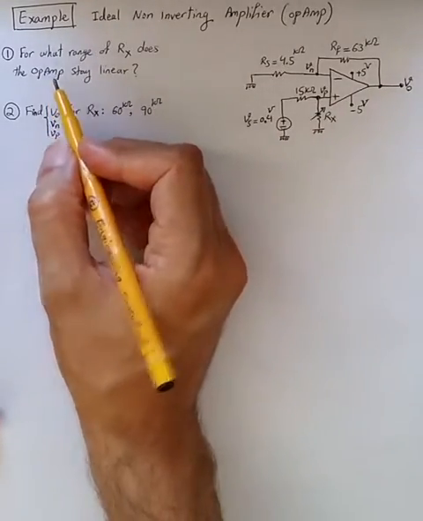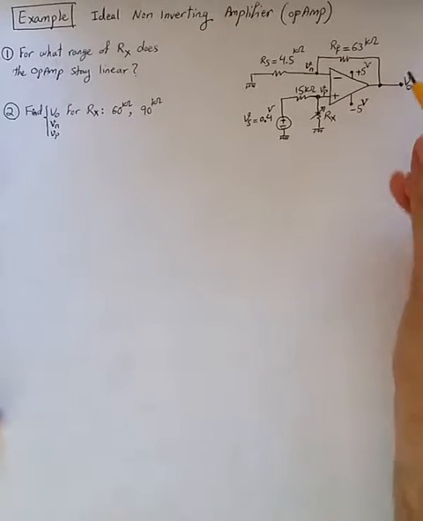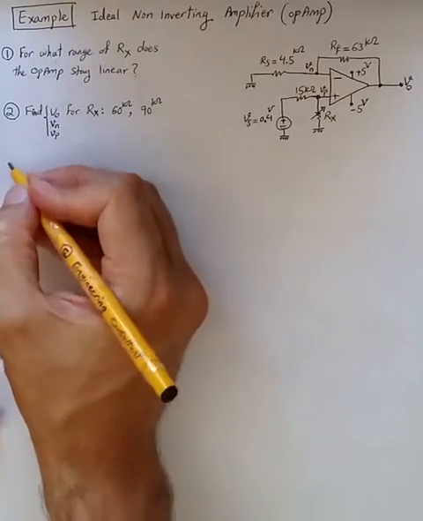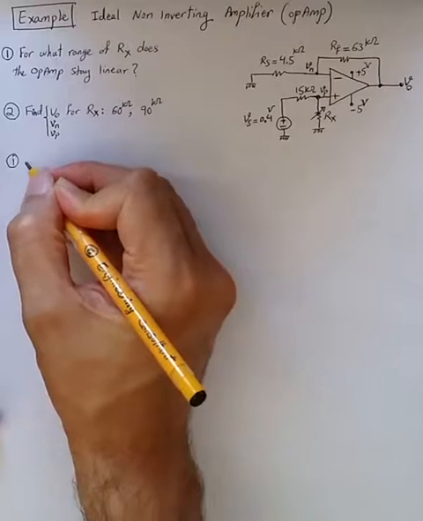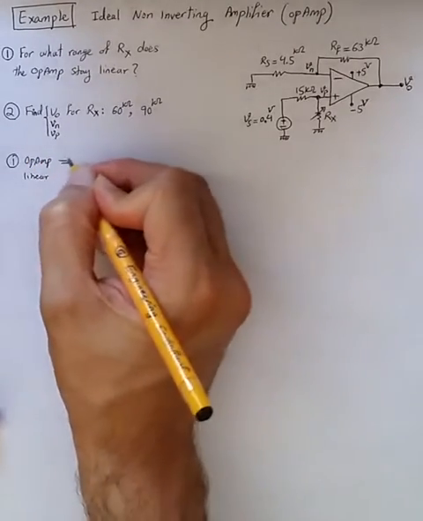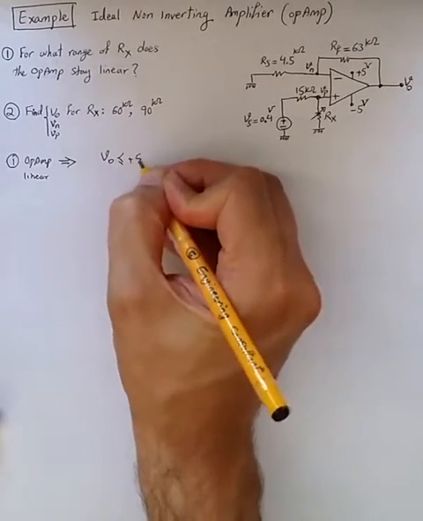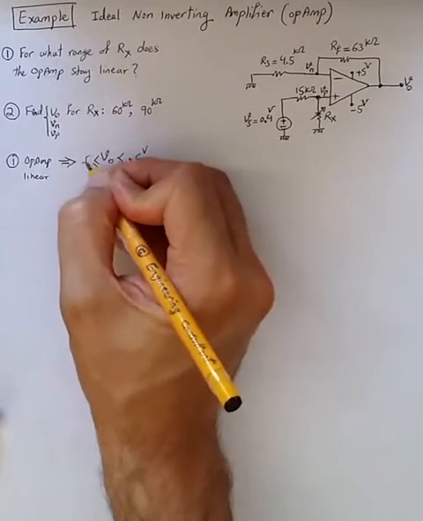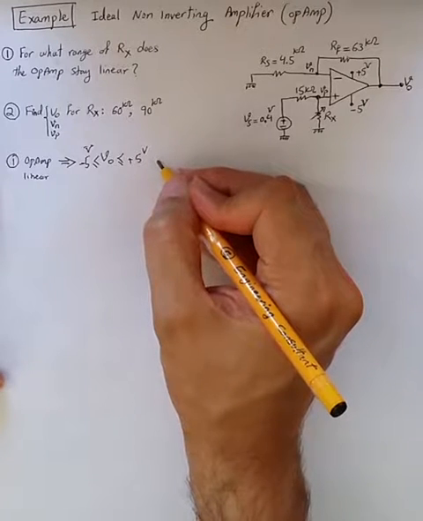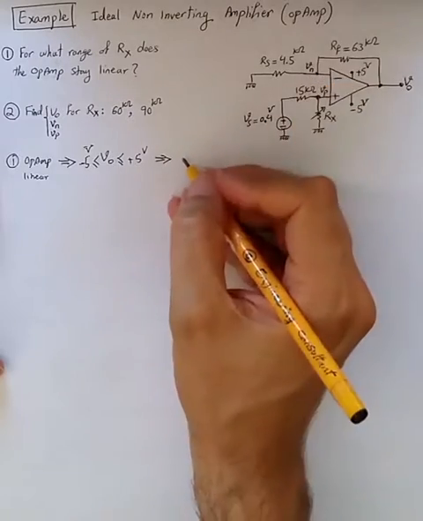Okay, for the first case, in order for the op-amp to remain in a linear region, the value of Vout needs to be between plus 5 volt and minus 5 volt. So we can say op-amp linear requires Vout less than or equal to plus 5, more than or equal to minus 5. And from here, let's find out Vn.